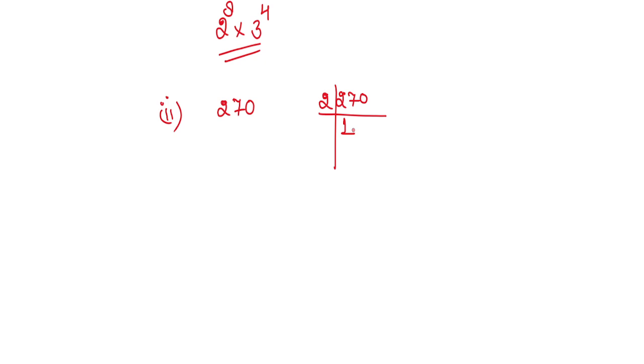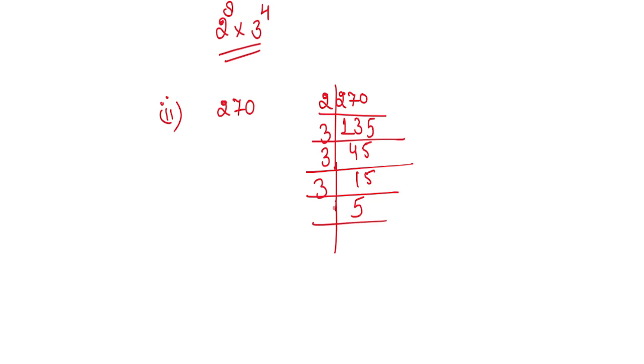Okay, now I move to the question. So you have to do the prime factorization of 270. So it is 2 ones are 2 and 2 threes are 6 and 2 fives are 10. Now it can't be divided by 2, it can be divided by 3. So 3 fours are 12 and 3 fives are 15. Now again by 3, 3 5s are 15. Again by 3, 3 1s are 3. Again by 5.